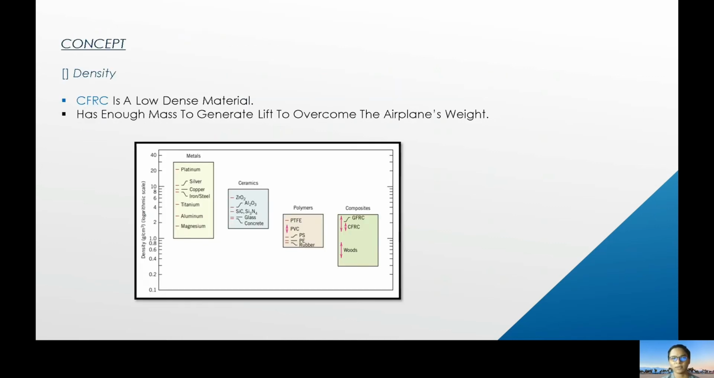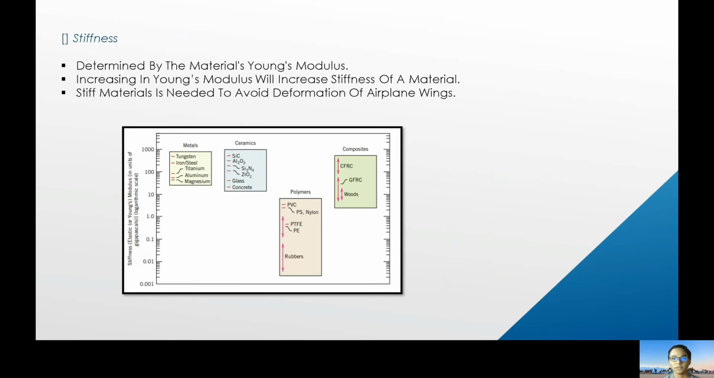The first concept is density. We know that CFRC is a low density material which has enough mass to generate lift to overcome the airplane's weight. The second one is stiffness. Stiffness is determined by the material's Young's modulus. By increasing the Young's modulus, the stiffness of a material increases. And we know that stiff materials are needed to avoid deformation of airplane wings.